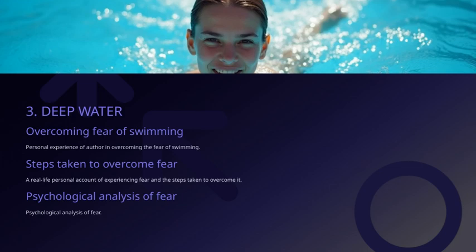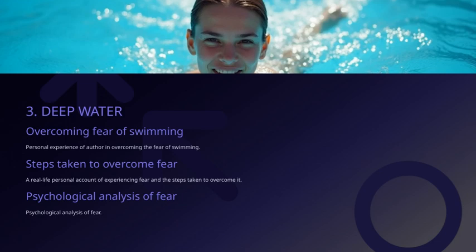The key was breaking down the process into manageable parts. I started by educating myself about water safety and gradually exposing myself to deeper water, always staying within my comfort zone. This incremental approach helped me build confidence. I also focused on breathing techniques and staying calm, which are crucial when facing fears in water. Over time, through patience and persistence, I learned to trust myself and my abilities.